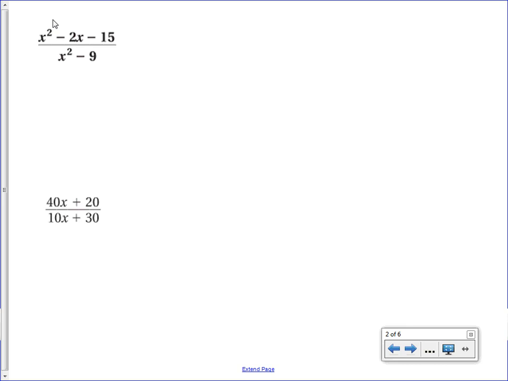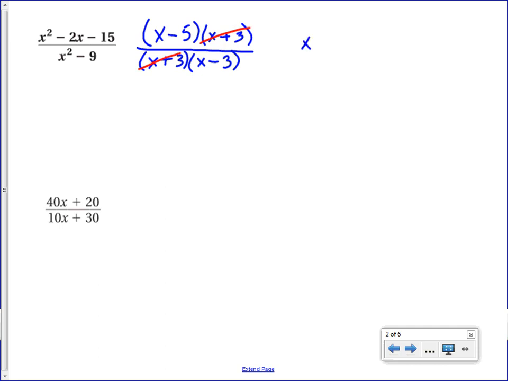So the numerator of this is going to factor to x minus 5, x plus 3. And the denominator is going to factor to x plus 3, x minus 3. This is why we practice factoring so much. It never goes away. Now we have an entire factor, the x plus 3 that appears in the numerator and the denominator, that can cancel out, leaving us with x minus 5 in the numerator and x minus 3 in the denominator. And that's the simplified version of the original problem.